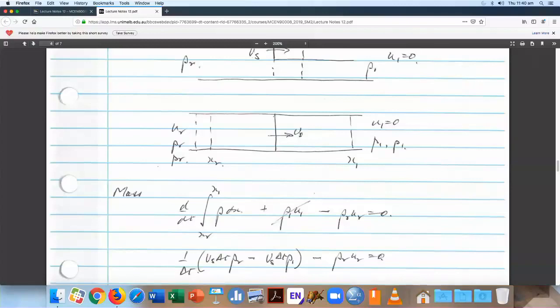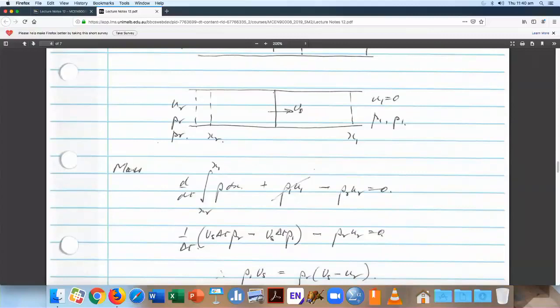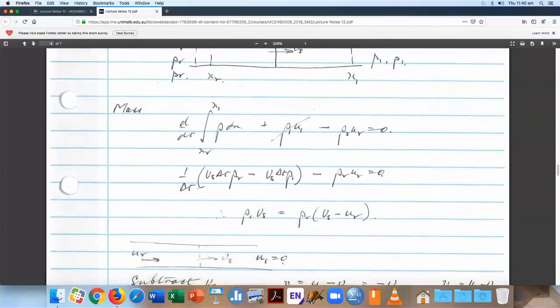So now I've got to take d/dt of that. Well, if I divide by delta T and take the limit as delta T goes to 0, then the delta T's are going to cancel here. So I can do that. And I get, therefore, rho 1 US, so if I take this to the right-hand side, rho 1 US is equal to rho 2 (US minus U2). So that's it.